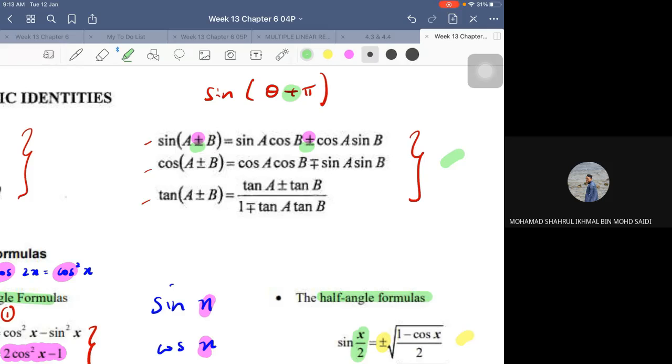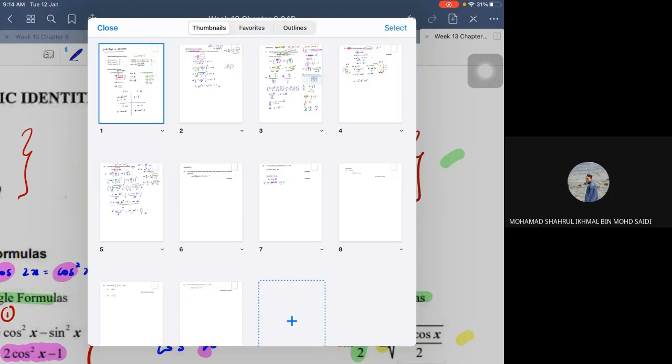And for cos, it's reversed. If on this side it's plus, it becomes minus. And when this is minus, this is going to be plus. Okay, we want to look at the formula here. So if we have sin(A - B), it will become sin A cos B minus cos A sin B. So I'm going to substitute that into our calculation just now.